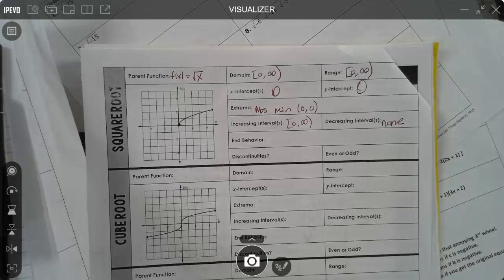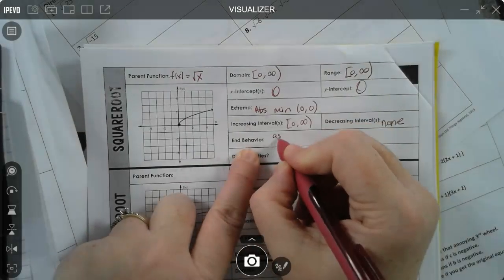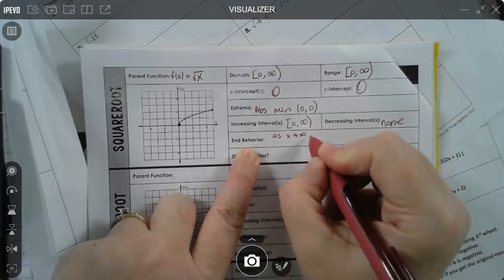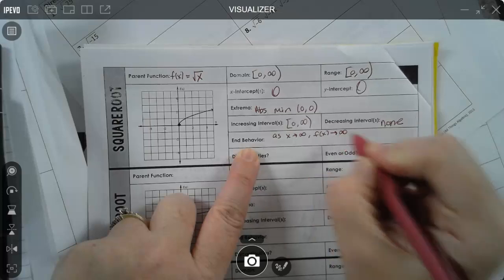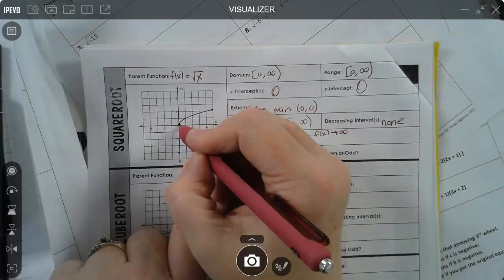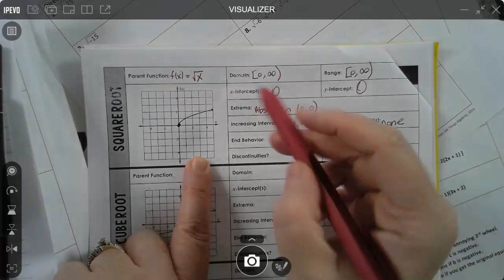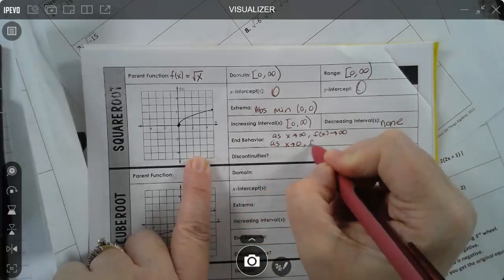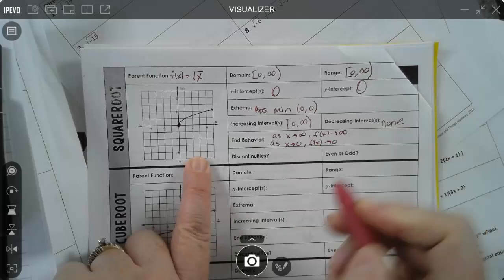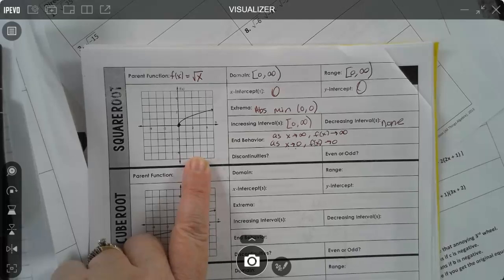End behavior. As x goes to infinity, f of x goes to infinity. How am I going to describe this end right here? Because it clearly ends right there, but how do I describe that? As x goes to 0, f of x goes to 0. The closer x gets to 0, the closer y gets to 0. Does that make sense to everybody?